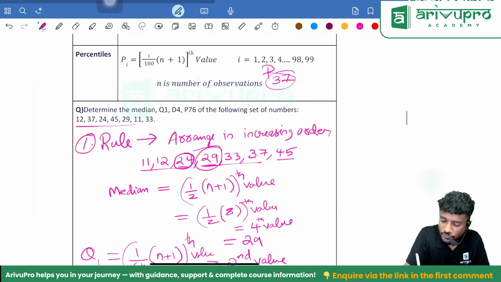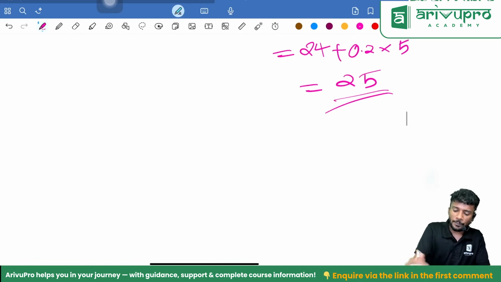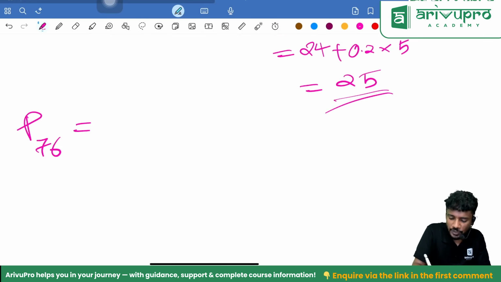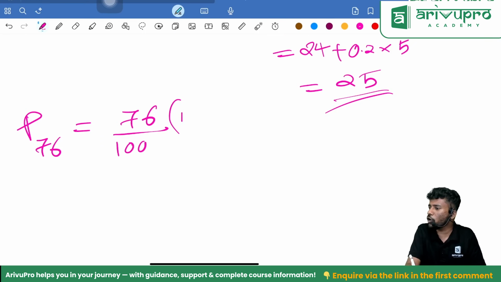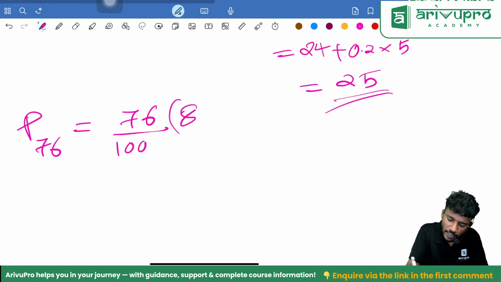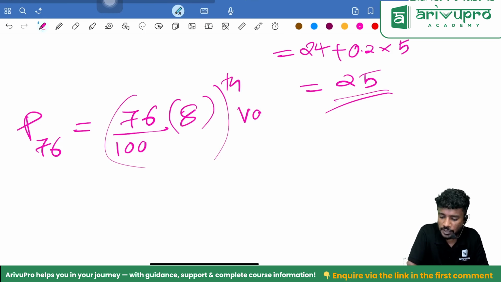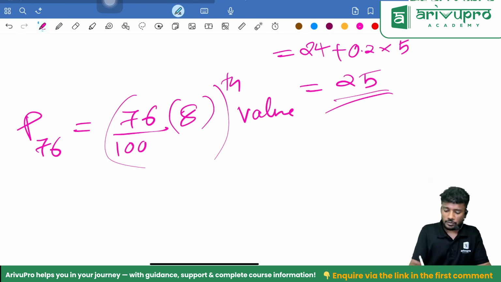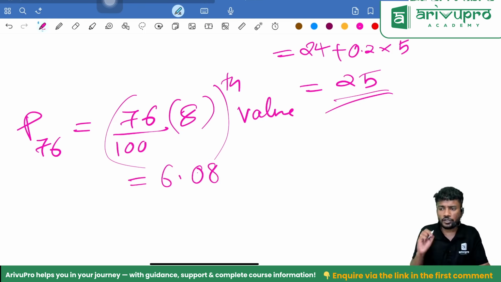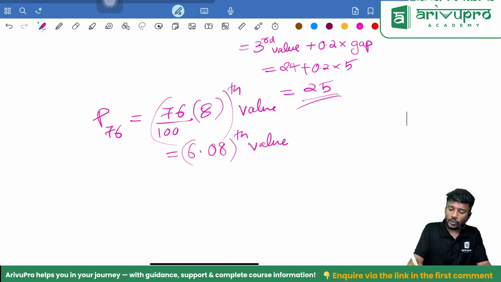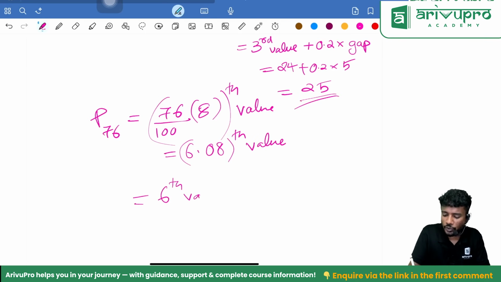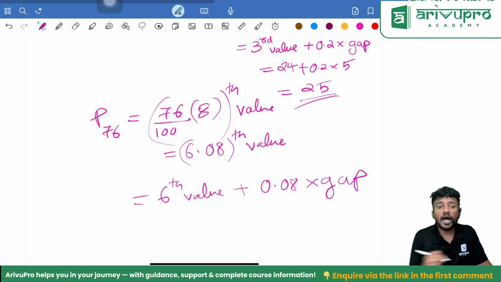Now people, we are going to find P76. P76 will be how much? That is nothing but 76 divided by 100 into n plus 1 value. N plus 1 is how much here? 8. So 8th value. How much is it? Tell me. 6.08. Everyone got the same thing? So 6.08 value. Now that is nothing but 6th value plus 0.08 into gap.